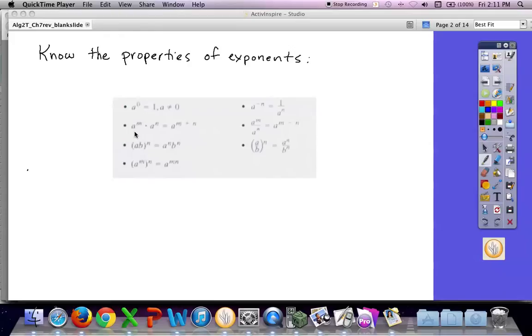Okay. If I multiply a to the m times a to the n, the key point being that these are the same base, right? This a is the same thing. Then you can simplify by adding the exponents, right? m plus n. If I divide a to the m divided by a to the n, as long as the bases are the same, the a's are the same, it simplifies as a to the m minus n, right?